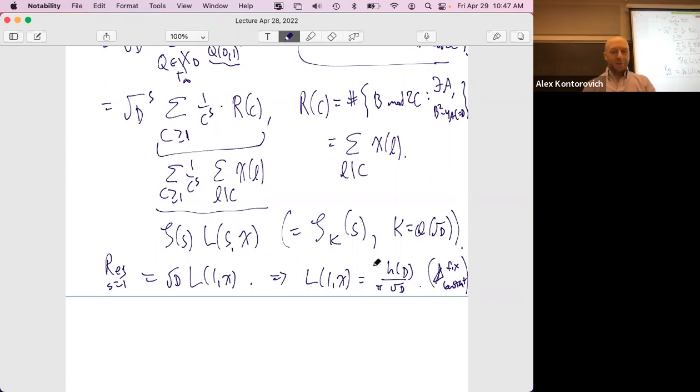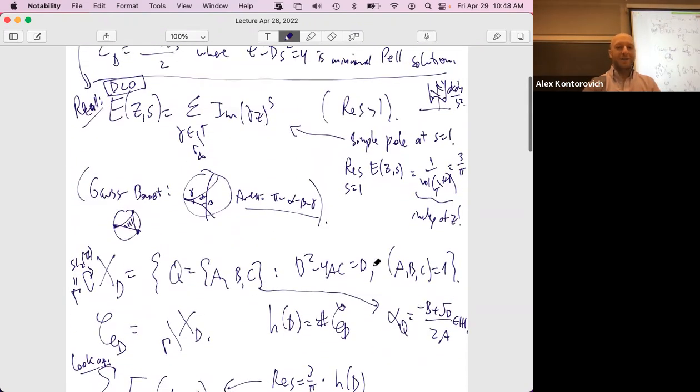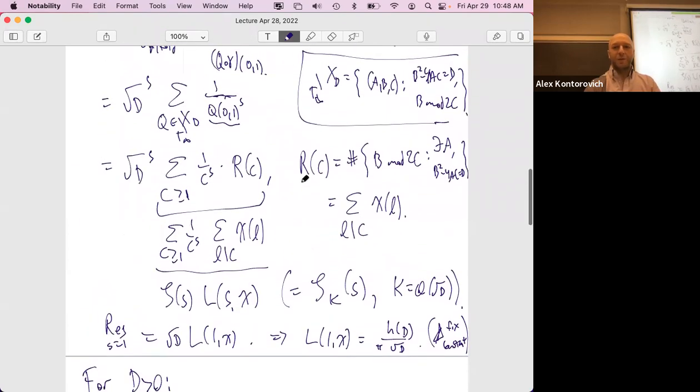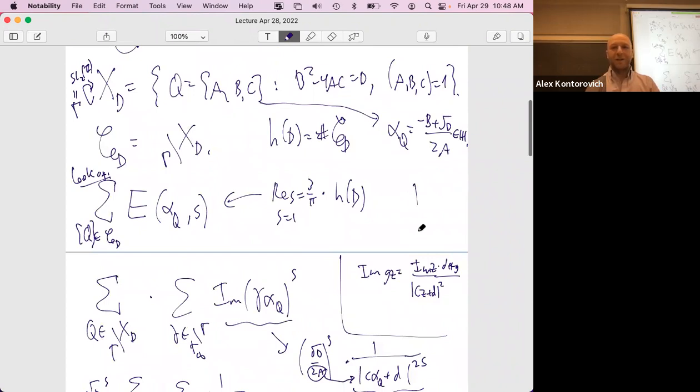So far, so good. That was a very quick reminder of how this works. So how are we going to do it for positive D? What this was asking about was Heegner points. We're evaluating the Eisenstein series at these alpha q, wherever they are in the fundamental domain.